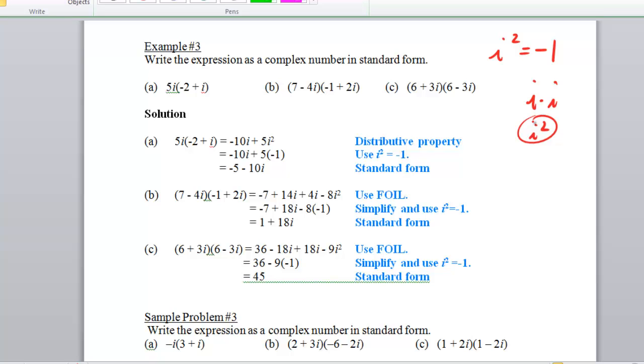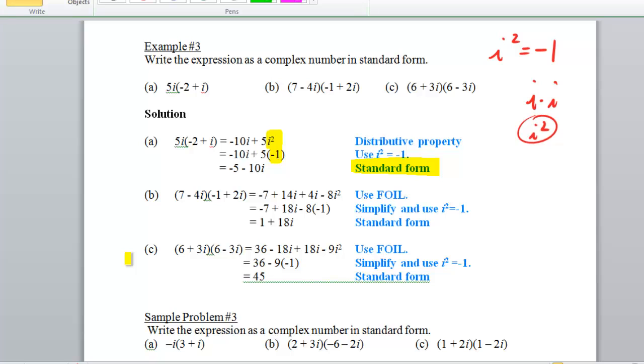If you look at example 3, you can look at all the different methods here. When we distribute the i, just like any other variable, the only difference is that when we get this squared term, we have to change it to a negative 1. That really is the only difference. And then of course we need to write this in standard form when we finish with it.